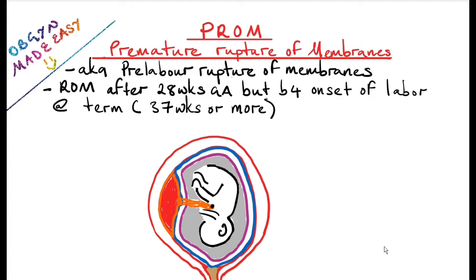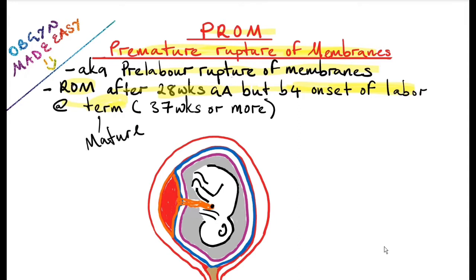Today I'll be discussing PROM. PROM stands for Premature Rupture of Membranes. It's also known as Pre-labor Rupture of Membranes, but commonly known as Premature Rupture of Membranes. PROM is rupture of membranes after 28 weeks gestational age, but before the onset of labor at term. At term is 37 weeks gestational age or more. At term, we expect the baby to have matured.